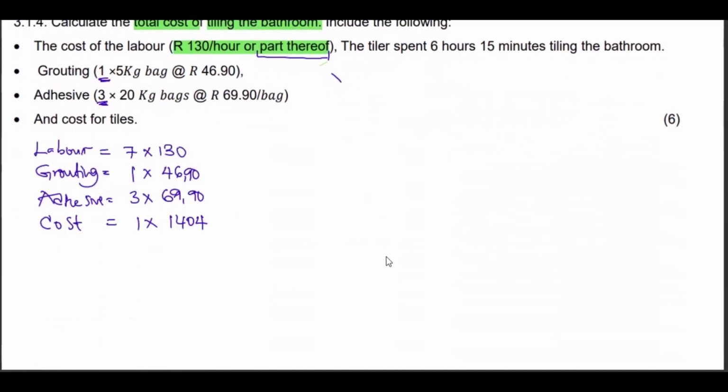So what we do, we add up all these values. When you apply 130 times 7, here you're going to pay the guy 910. This one remains as 46. Then 69,90.